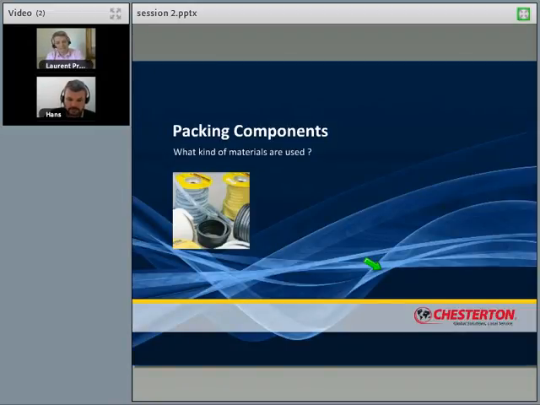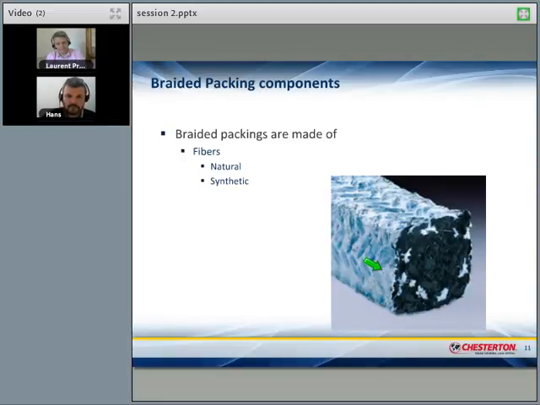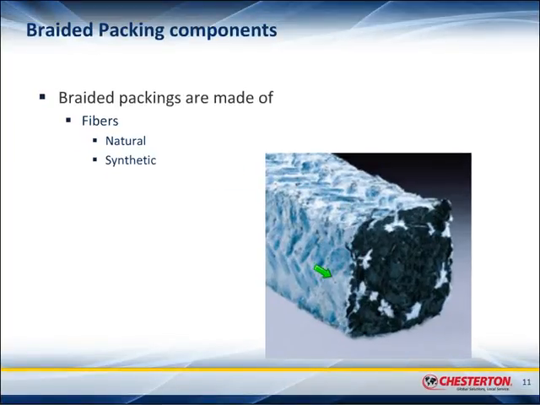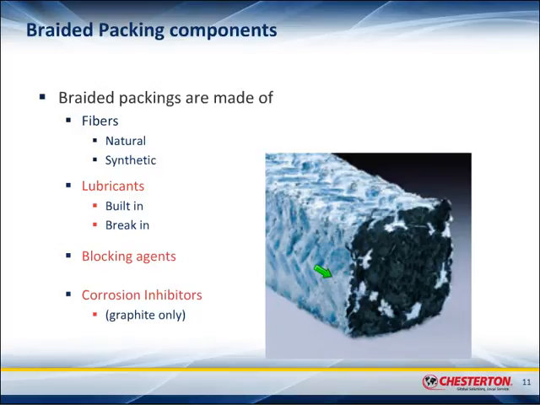All right, so let's look at the components that are used in packing. So packing, and specifically braided packing, consists of fibers, and fibers can either be natural fibers or synthetic fibers. In the past a lot of natural fibers were used, but modern packings contain synthetic fibers that have been manufactured and developed specifically for the application.